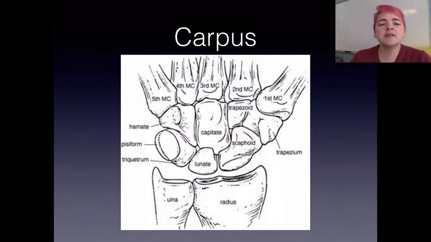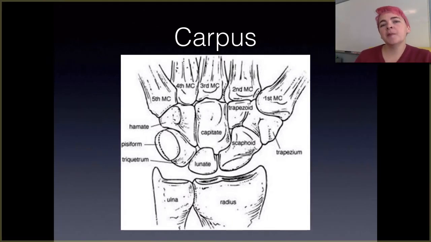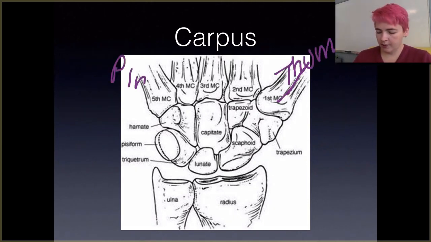The carpus is a bunch of short bones coming together. The carpus is made up of carpal bones, so carpal bones are located within the carpus. If we take a look here, we have our thumb here and our pinky here. There are 2 rows of bones with 4 each.